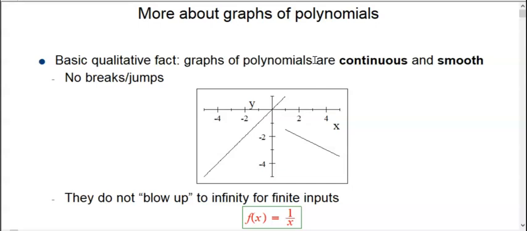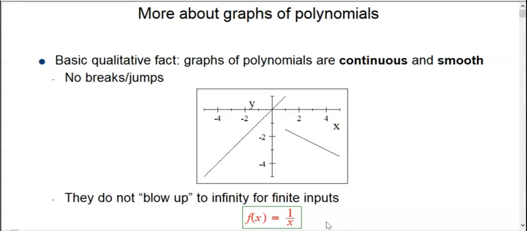But it's pretty intuitive. Continuous just means that they can't do certain nasty things. You can't have a break or a jump. I created this as a piecewise function. It has a place at x equals 1 where it suddenly jumps. It's got two pieces that are not connected. This is an example of a discontinuous function. A polynomial can never, ever look like that.